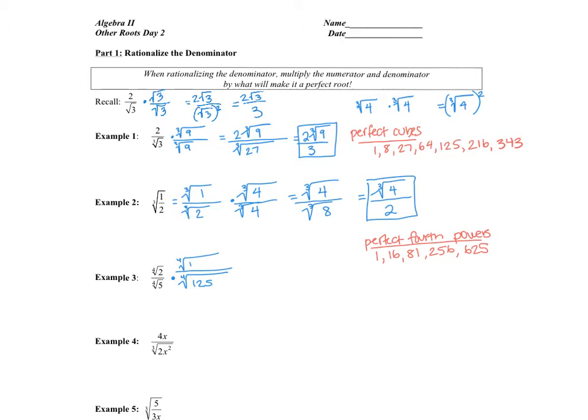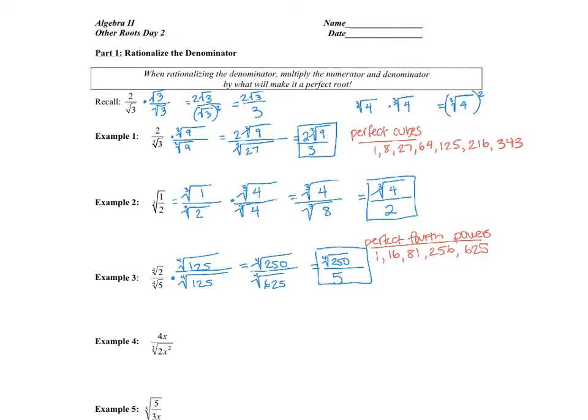In the numerator, I have the fourth root of 250 over the fourth root of 125 times 5, which is 625. And the fourth root of 625 is 5. So our final answer is the fourth root of 250 divided by 5. We took our original value, which had an irrational denominator, and we've rationalized it because we ended up with a rational number in the denominator. Let's take a look at example 4.